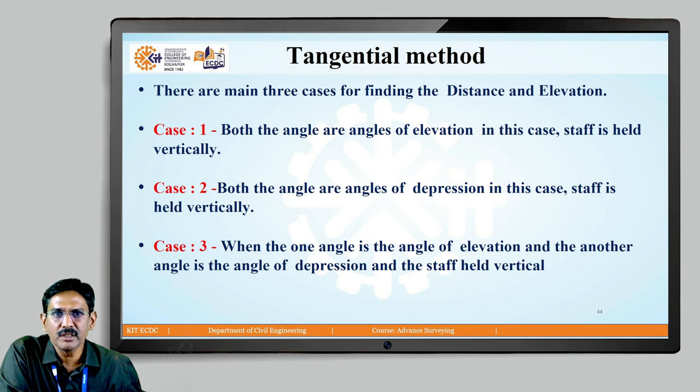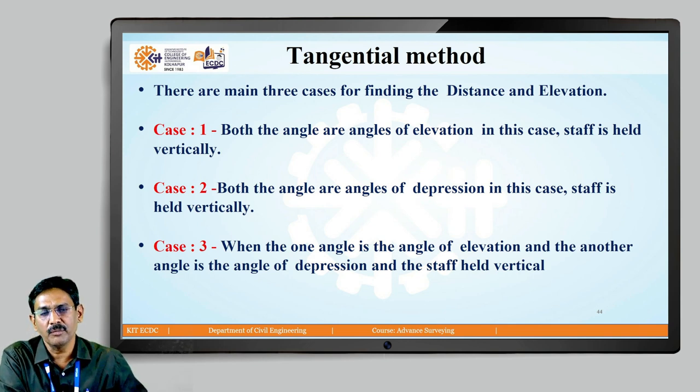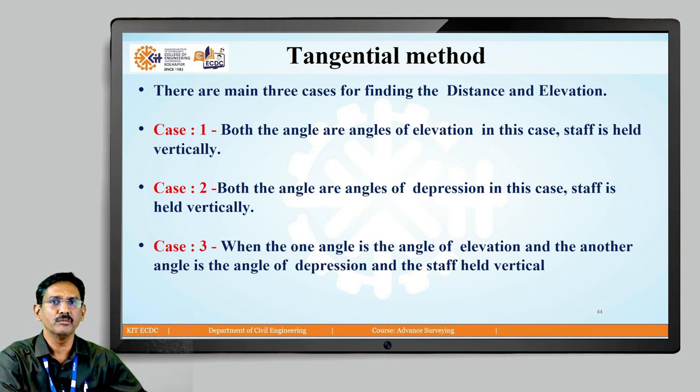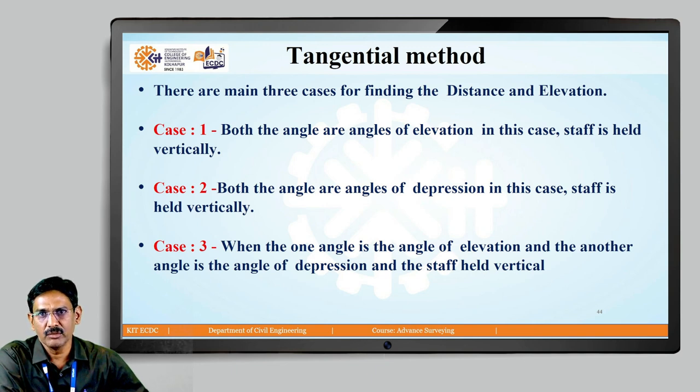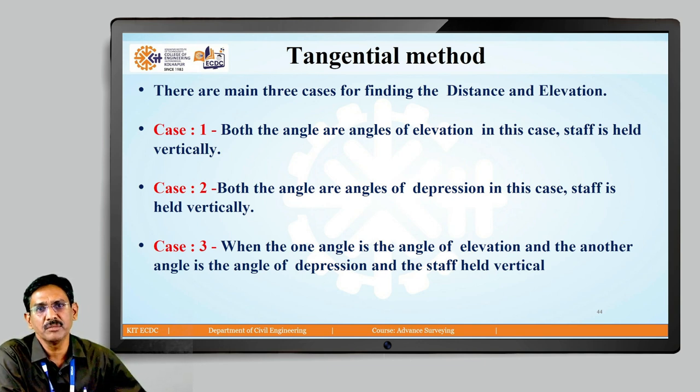The tangential method has three basic cases. One is where both the angles are angles of elevation, the second is where both the angles are angles of depression, and the third case is when one is an angle of elevation and one is an angle of depression. This can be a real-life situation where we want to calculate the distance and elevations. The object may be at the top of a building at a very high level, in which case the angles will be elevations, or the target may be at a very low level, in which case both angles may be depressions. On more or less level ground, one angle can be an elevation and the other a depression.